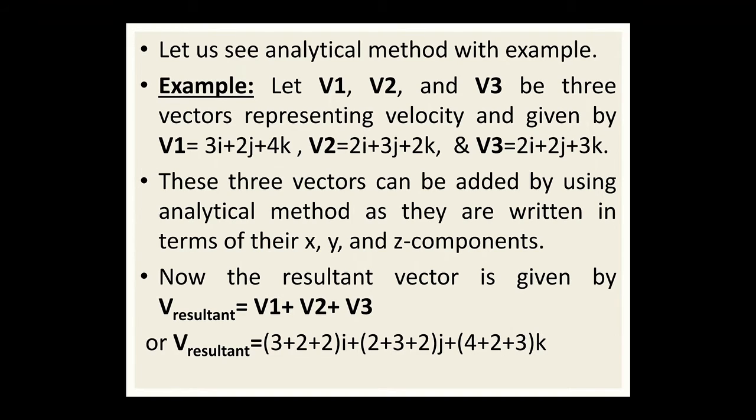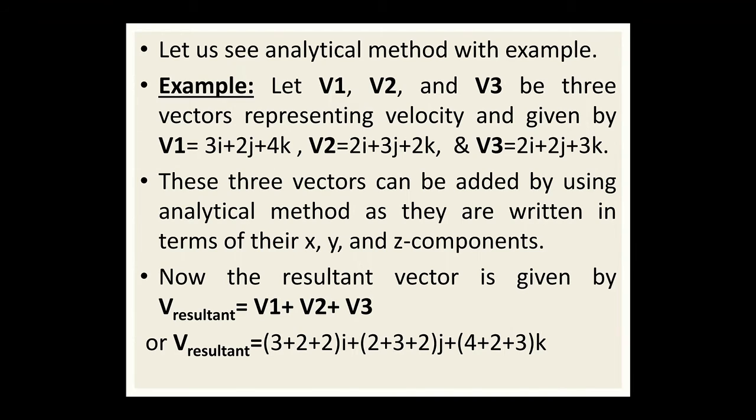Similarly, the z component of v resultant will be equal to the sum of the z components of v1, v2 and v3. As you can see, the z component of v1 is 4k, the z component of v2 is 2k, and the z component of v3 is 3k. So finally you get 4k plus 2k plus 3k, which is (4 plus 2 plus 3) times k. This is the z component of v resultant.